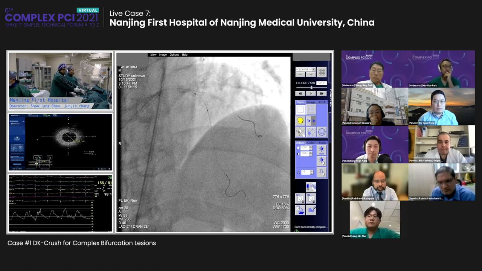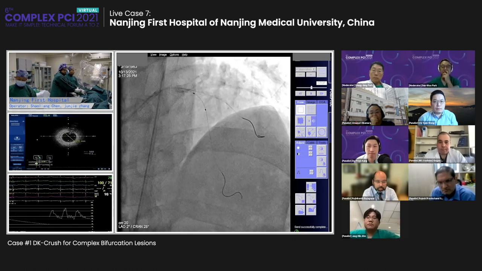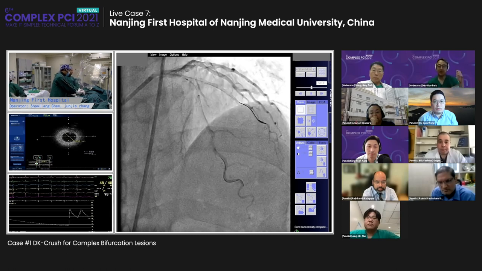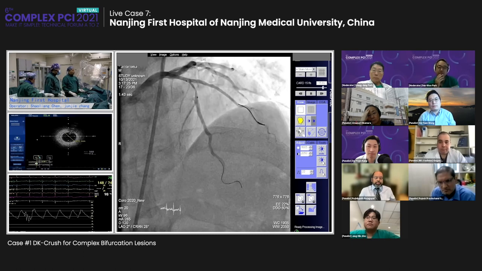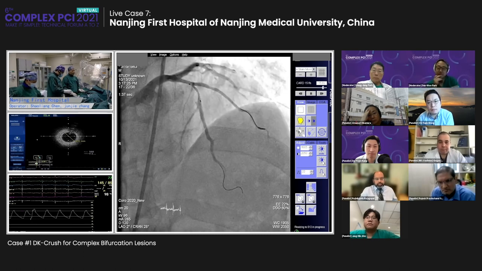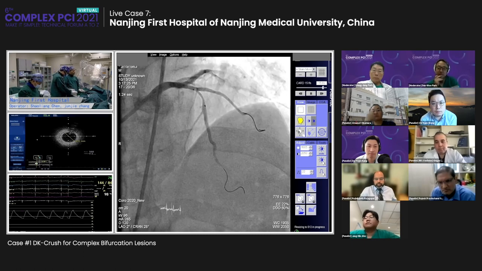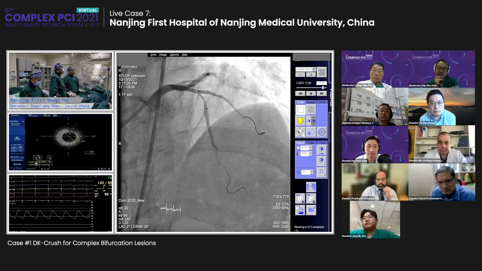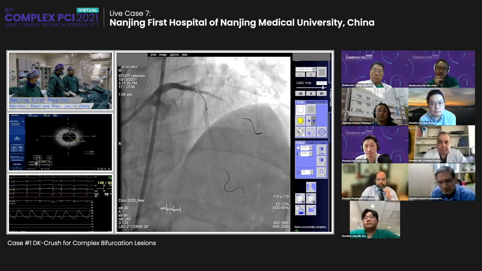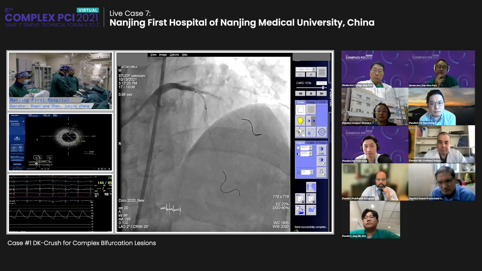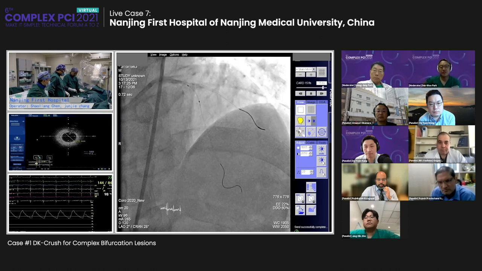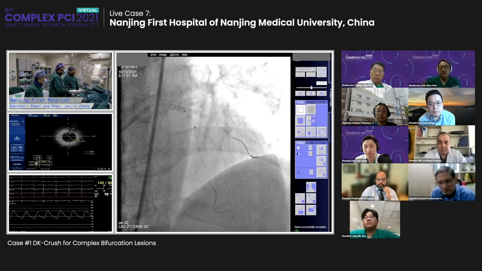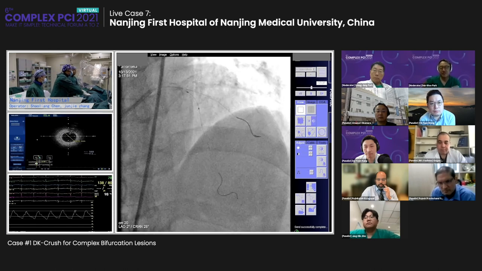So after dilation, you can see the proximal diagonal was fully expanded, right? But the middle body of the stent was not expanded very well. But I think it's no problem, because in the next step we will do kissing using a non-compliant balloon. We can post-dilate the diagonal stent too. So now let's move to the first balloon crush. As I said, this is a 3.0 non-compliant balloon.